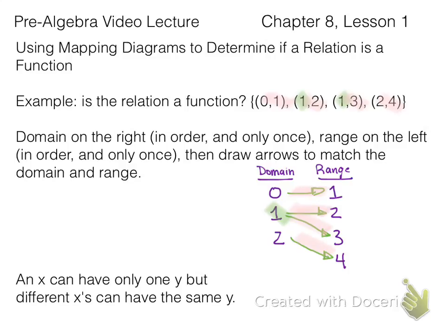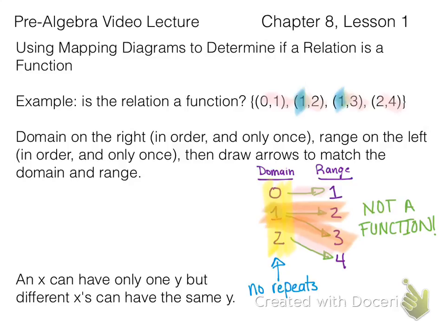Now, because 1 in the domain goes to 2 different values in the range, in this case 2 and 3, it means it's not a function. Okay, so whenever you can draw 2 arrows off the same domain value in a mapping diagram, it means it's not a function. Not a function. Okay? So, just remember, no repeats, even though there are repeats in my relation. And just remember that they're all in order when you are making a mapping diagram.